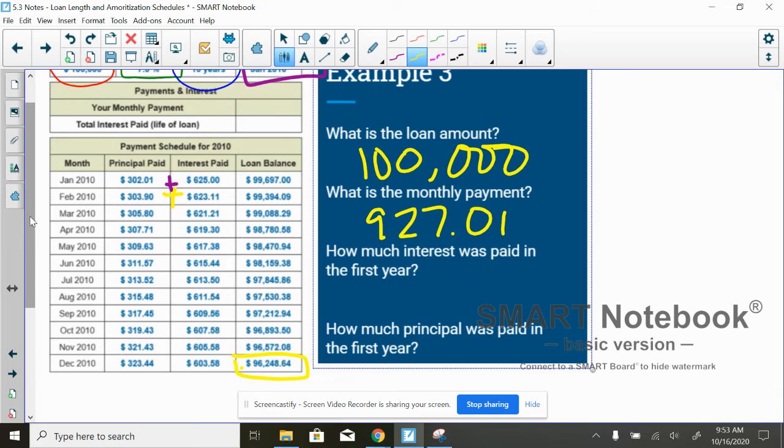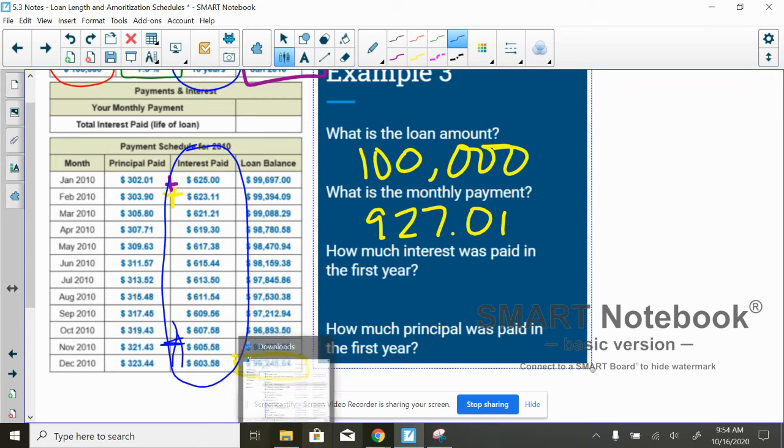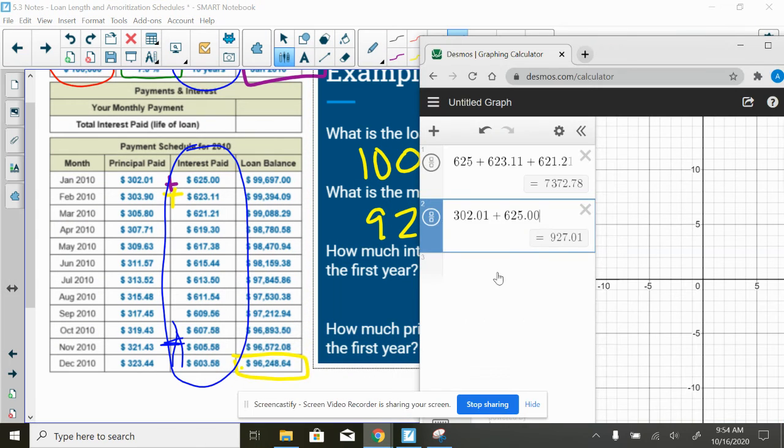You guys, the next piece is a pain. There's just no way around it. You want to find the interest paid in the first year. Well, this is the first year of payments from January 2010 to December 2010. This isn't difficult. It's just really tedious. Oops, sorry, that's a plus sign. I have already done this because you don't need to see me type in 12 values.